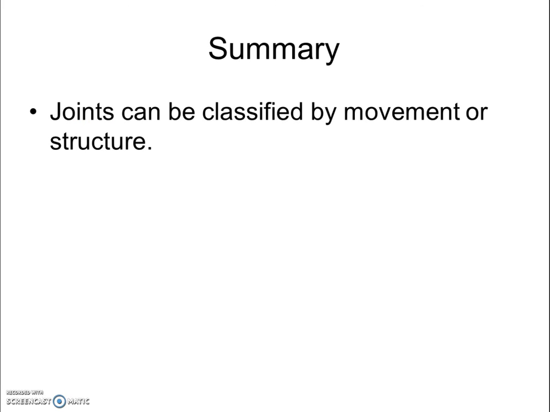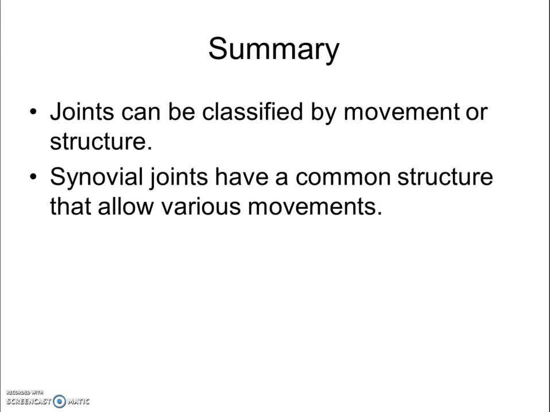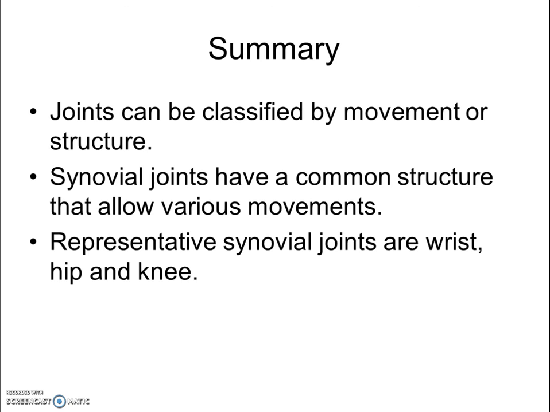So to summarize, we know that joints can be classified by movement or structure. Synovial joints have a common structure that allows various movements. Representative synovial joints are wrist, hip, and knee. And then we finished up with some disorders of the joints.